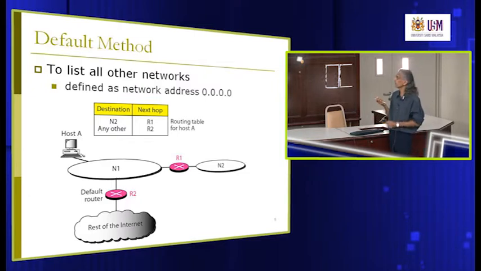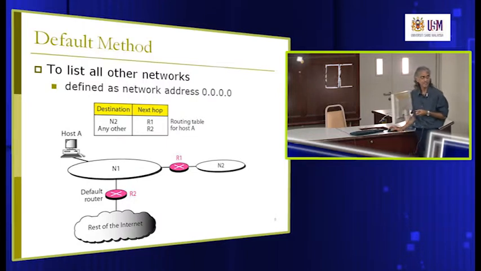Right? So we say, okay, well, for host A, if he wants to go to N2 network, he has to go to R1. So if the destination address of your packet is N2 network address, then you pass the packet to R1. If not N2, then pass it to R2, a different router. Right? So we check this, if not this, then just go here. So this is the default route normally.